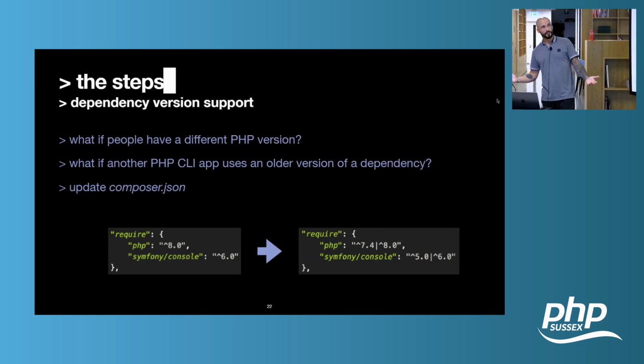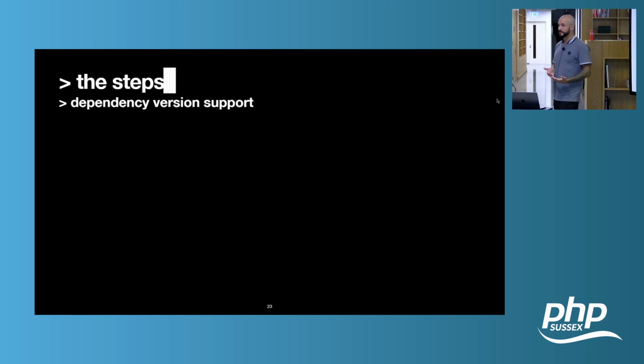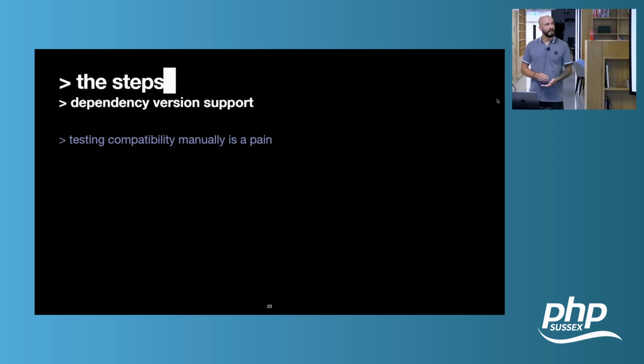Once I've done that, how do I actually make sure that my application is compatible with those versions, right? I could do that manually. I could essentially change the PHP version on my computer manually and start the game and play the game and make sure that it doesn't crash. I could do that, but it's a bit of a pain, right? It's not very practical.